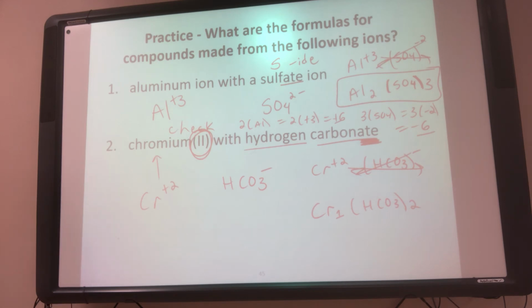I do my check. Got 1 Cr at a +2, so that gives me a +2 total. I've got 2 hydrogen carbonates. Each one of those is a -1, so that gives me a -2. So that's neutral. So then we would just say Cr(HCO3)2. And we leave the parentheses because there is a subscript there.